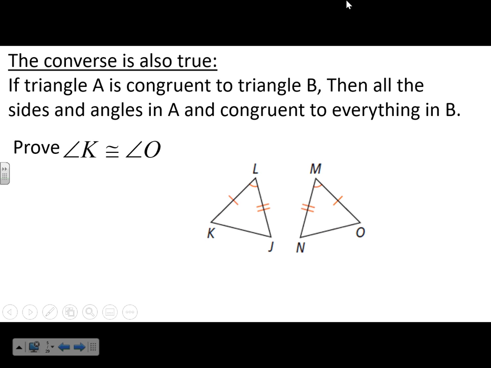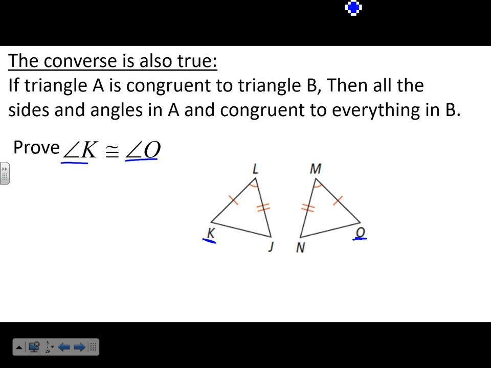But it also works the other way around. If I know the two triangles are congruent, then that means all the angles and all the sides are also congruent. I think we did both of those back in lesson 1. So this is kind of what we're getting into, without going into it too deeply. If I gave you these two triangles and I want you to prove that angle K and angle O are congruent, so this angle and this angle, I want to prove that they're congruent.